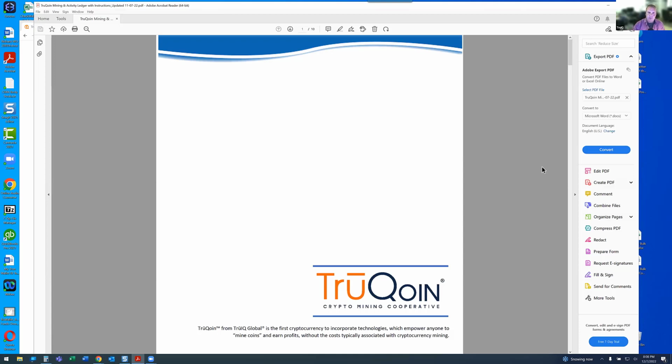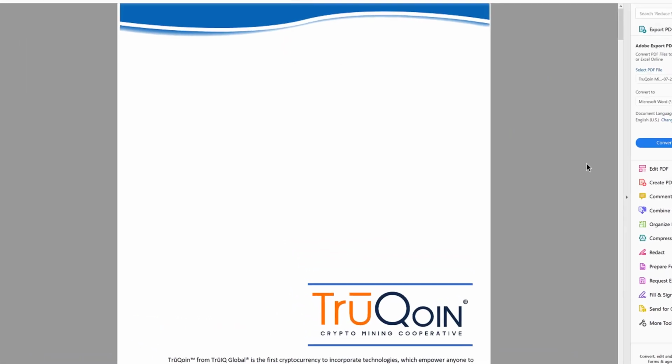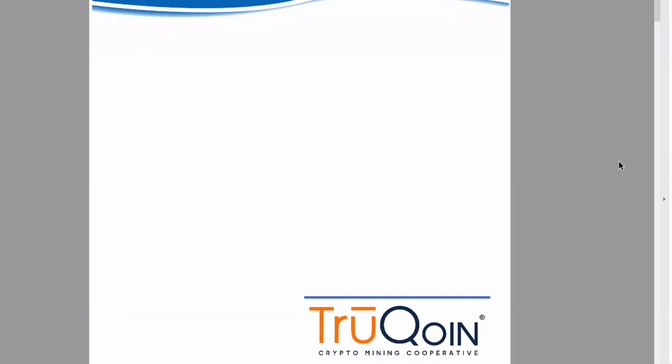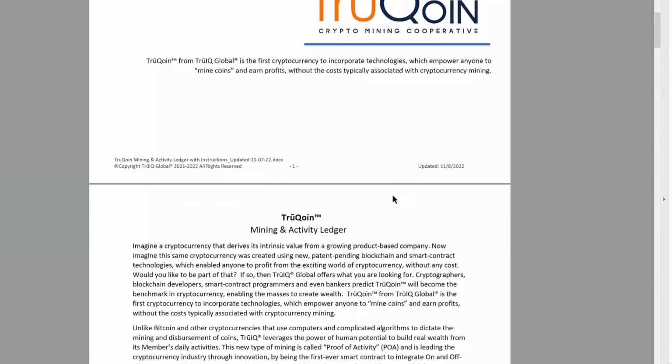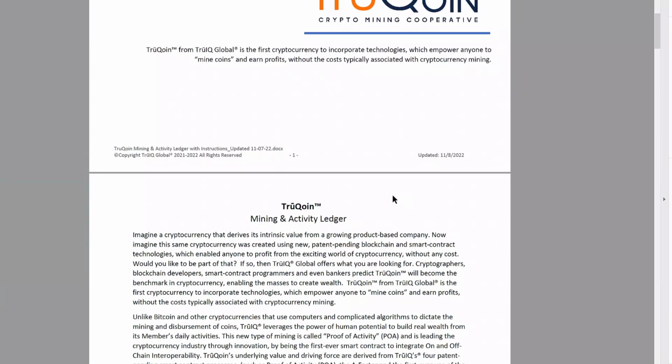I've never done this before, and I think it's important that we all understand that this is how we generate TruCoins. So this document here, maybe you have or have not seen this, but this is called our TruCoin Crypto Mining Cooperative, I guess, ledger. I call it the ledger, the mining ledger. And this is available in your back office.